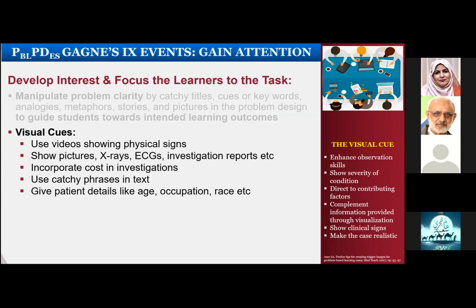Visual cues can include videos. You can add videos, for example, showing the physical signs. You can use a video over there, show pictures, X-rays, ECGs, investigation reports, etc. You can incorporate the cost of investigation, which is very interesting because normally the students can ask for so many investigations they would like for the case as it develops. But if you tell them the price and the profession of the patient, then they would know how difficult it is for people to get all these investigations done.